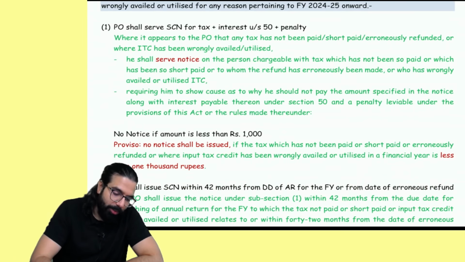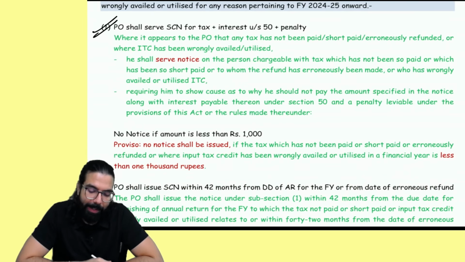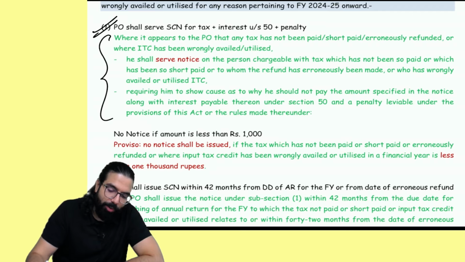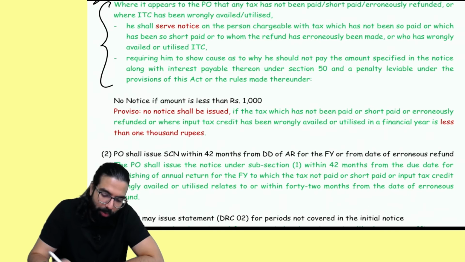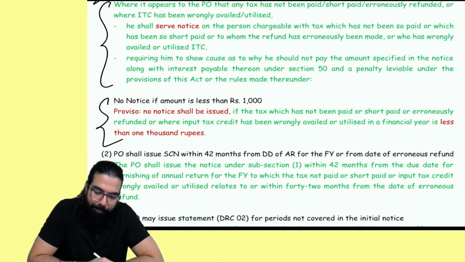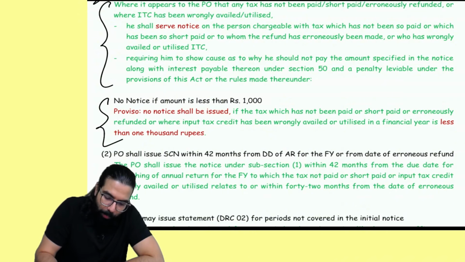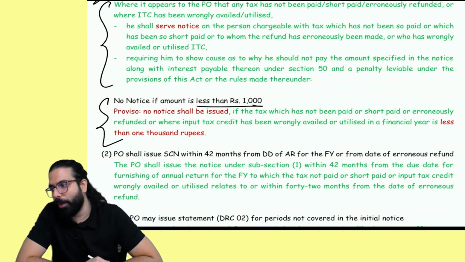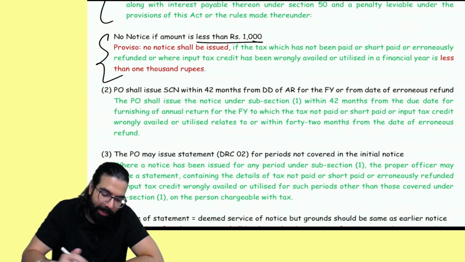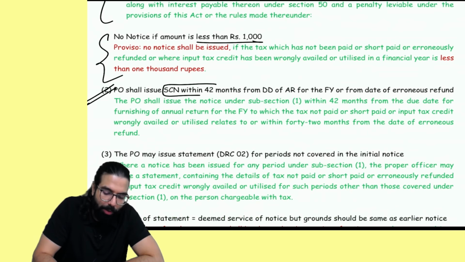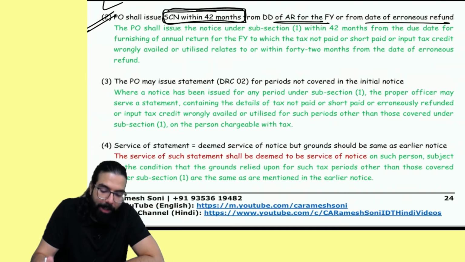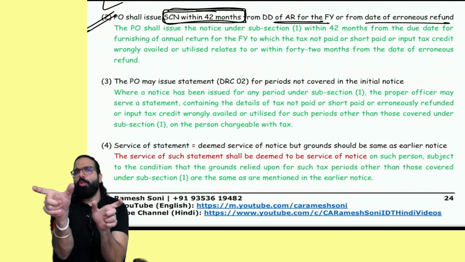Okay, done, sir. Show cause notice. First of all, the proper officer will give you a show cause notice. If the amount is less than 1000 rupees, they will not give you a show cause notice. Sir, what is the time limit to issue a show cause notice? From the due date of annual return or date of erroneous refund, it is 42 months. 42 months, very important.